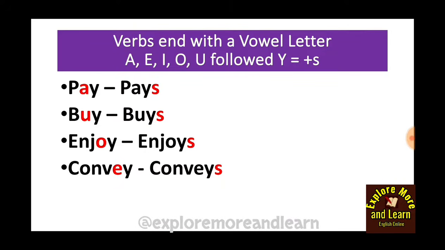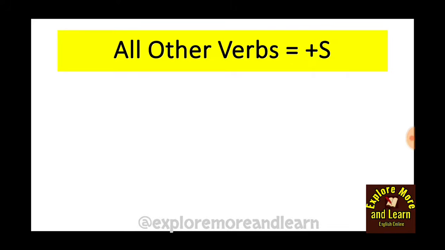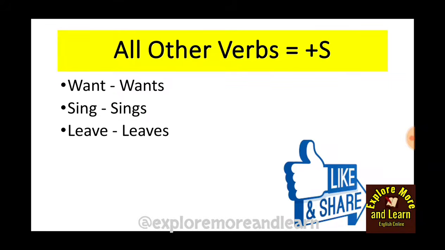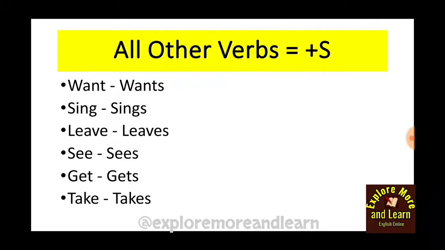But what happens to the rest of the verbs when these 3 rules are not applied? In that case, we just add letter S to the verbs in simple present tense, with singular nouns or he, she, it. For example, want becomes wants, like he wants to go there. Sing becomes sings, like she sings well, or Ravi sings well, Sita sings well, Sam sings well, in this way. Leave becomes leaves, see becomes sees in simple present tense, and get gets, take takes. So these are the examples. I hope you have understood well about these rules.